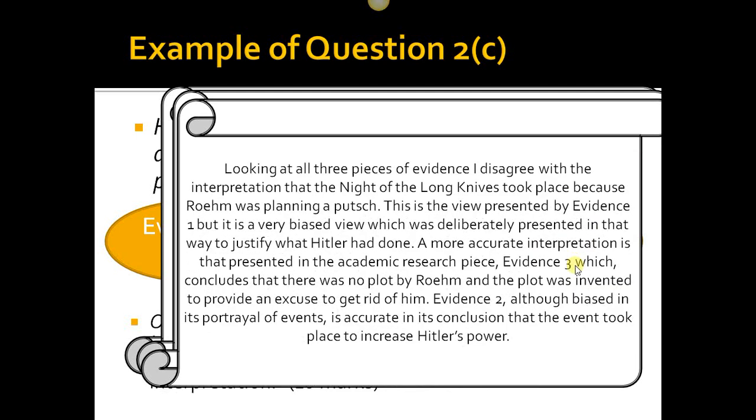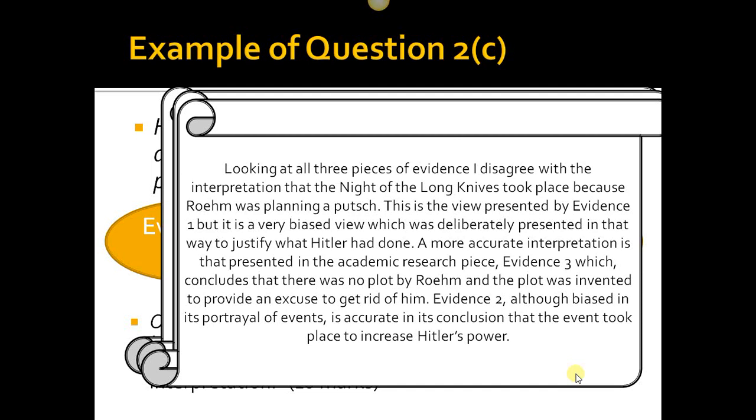So to finalize, and your last little, as you notice, this may look like a lot of writing, but this is quite big print here. So looking at all three pieces of evidence, I disagree with the interpretation that the Night of the Long Knives took place because Rome was planning a putsch. This is the view presented by evidence one, but it is a very biased view, which was deliberately presented in that way to justify what Hitler had done.